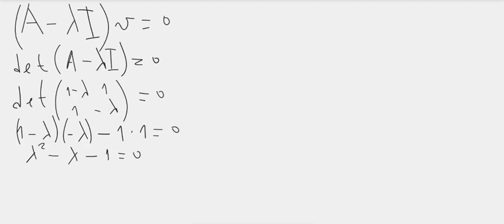So this is a quadratic equation. I'm not going to show in detail how to solve it. It's a straightforward problem, and there are two roots in this equation. One root is lambda 1 is equal to 1 minus square root of 5 over 2.